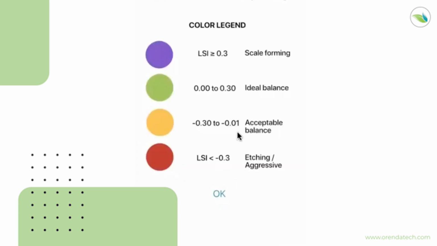Good is going to be green or yellow. Bad would be purple or red. Now, if you had to be bad, you'd much rather be purple because you can clean up scale than red because you cannot put calcium back into cement.